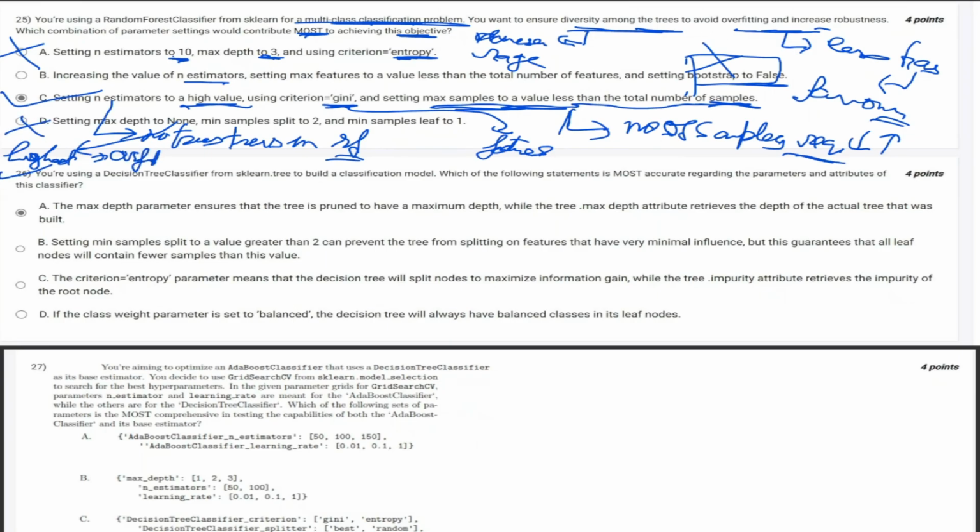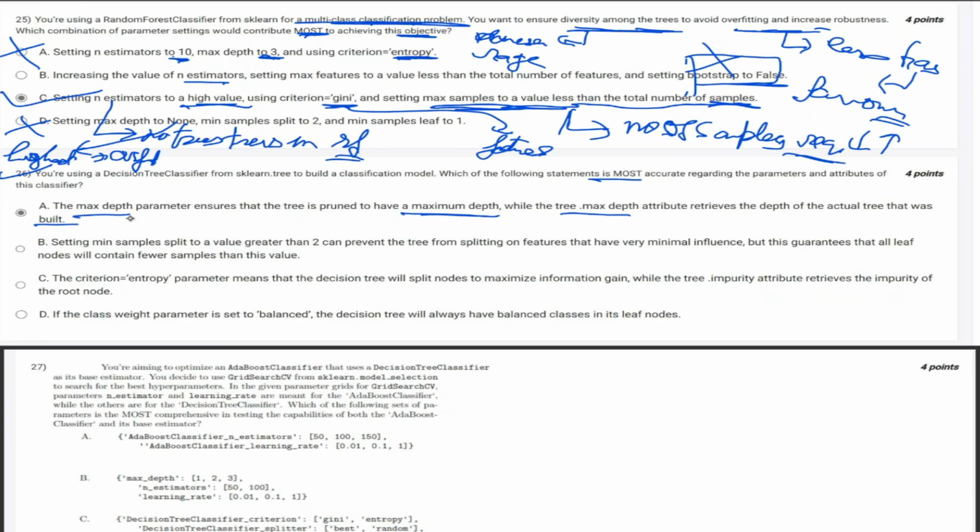Now question number 26, on the lines of decision tree classifier. Which is the most accurate regarding the parameter and attribute of this classifier? So here if you see, the max_depth parameter ensures that the tree is bound to have a maximum depth, while the tree.max_depth attribute retrieves the depth of the actual tree built. So keep these two things in mind.